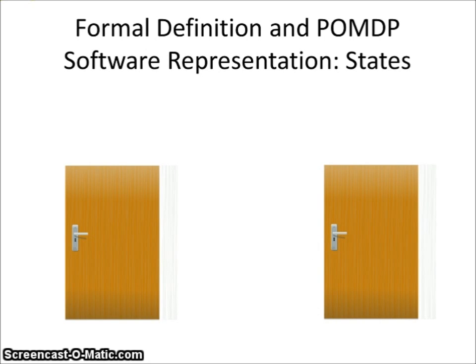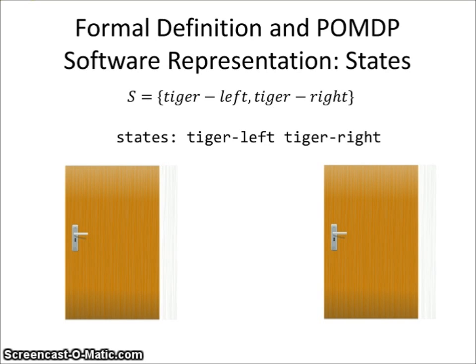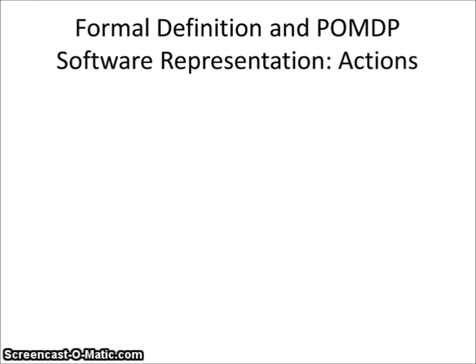So we're going to go through the formal definition of the tiger problem, and I'll show you the software representation. So first we need to describe the states. The tiger's either on the left or on the right, and we'll call them tiger left or tiger right, and in the software we'll have this line, states: tiger left tiger right. We can use whatever we want for the names, so it's convenient to pick descriptive names.